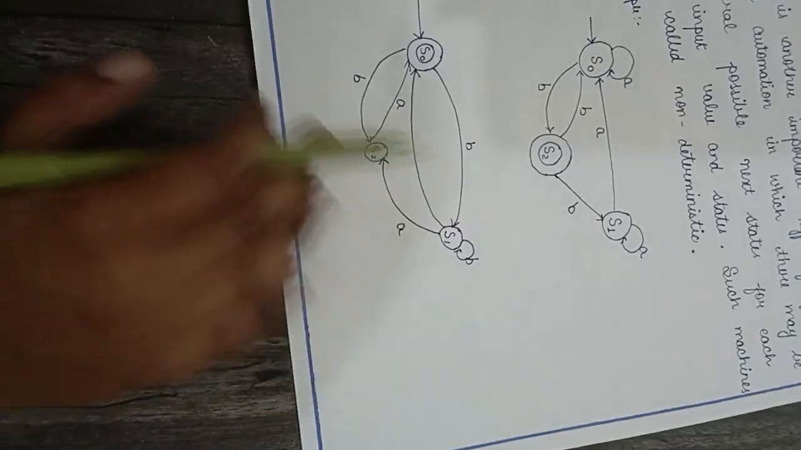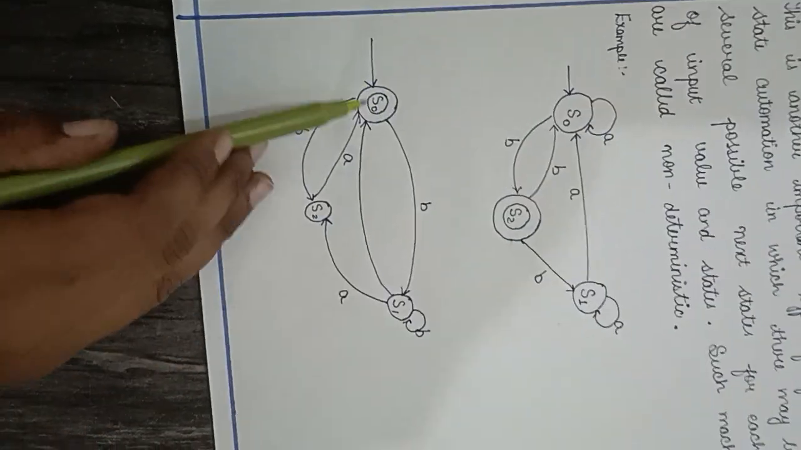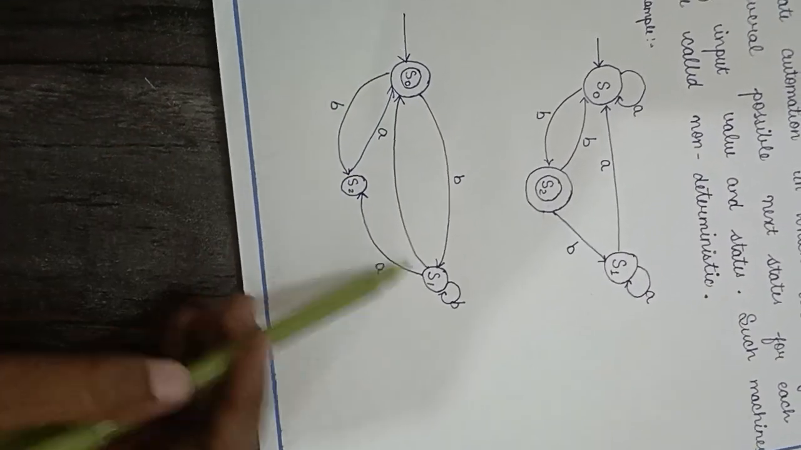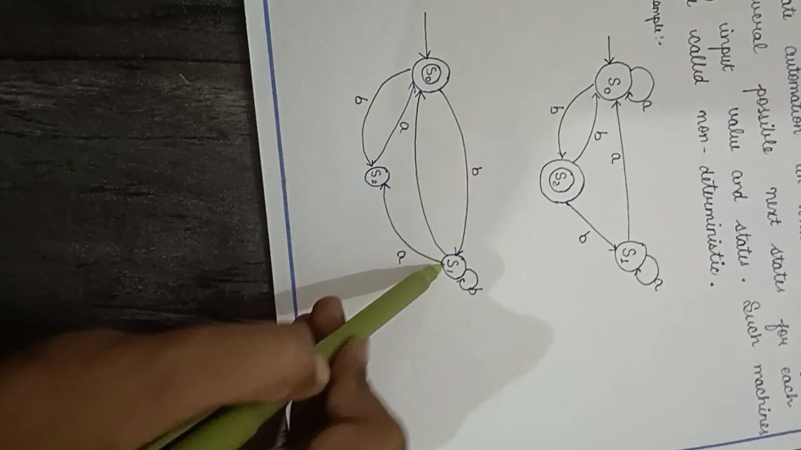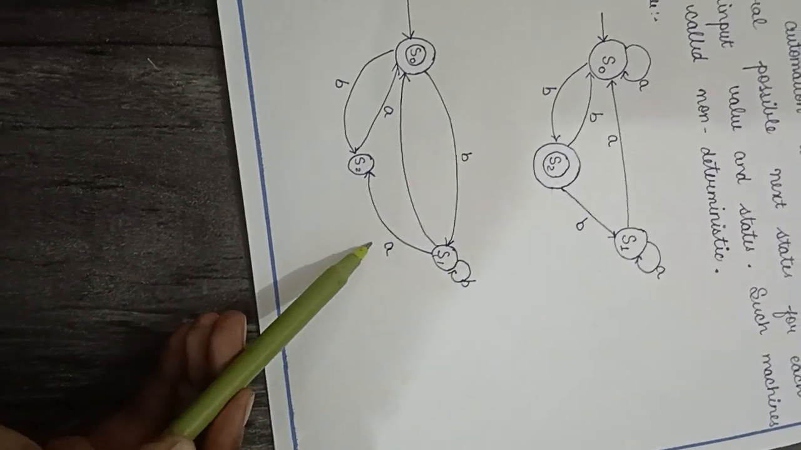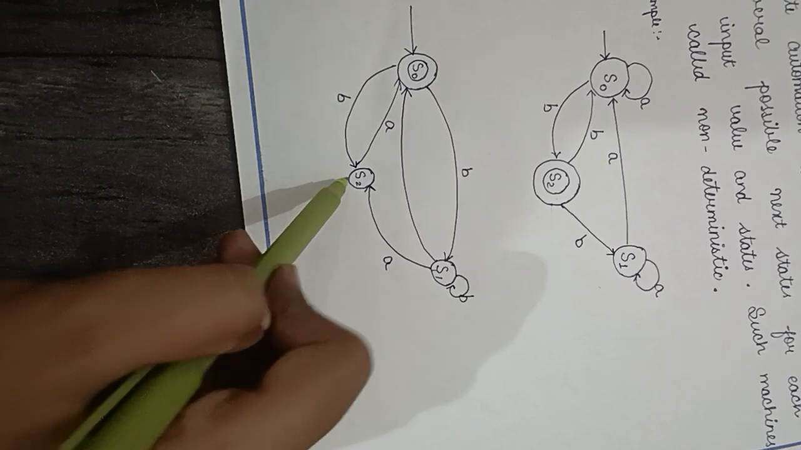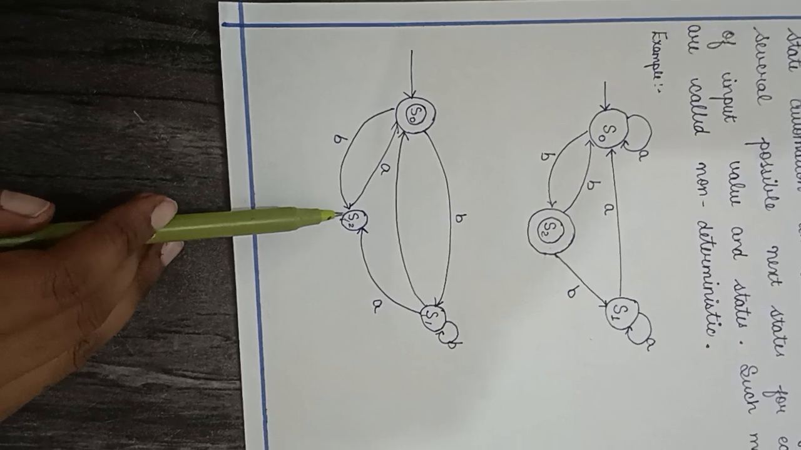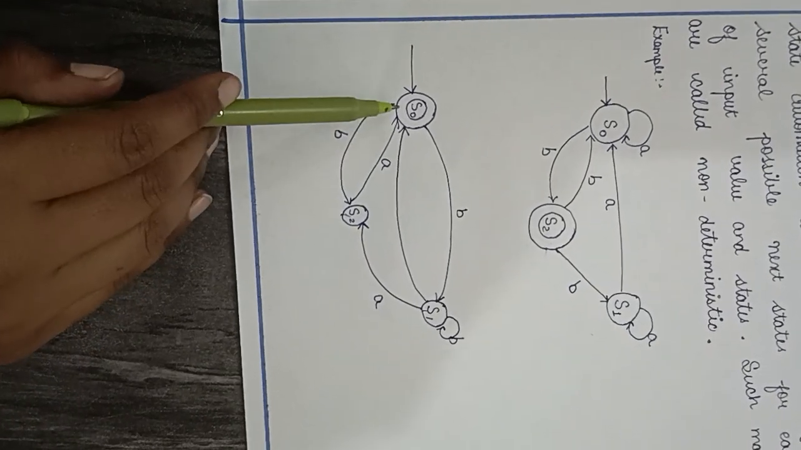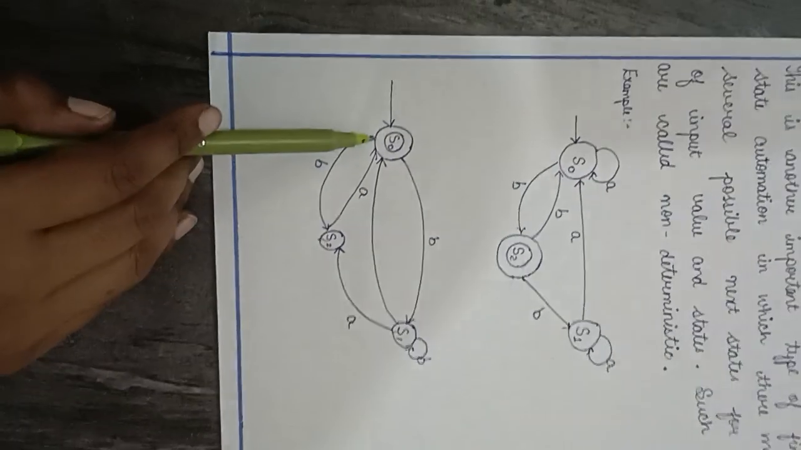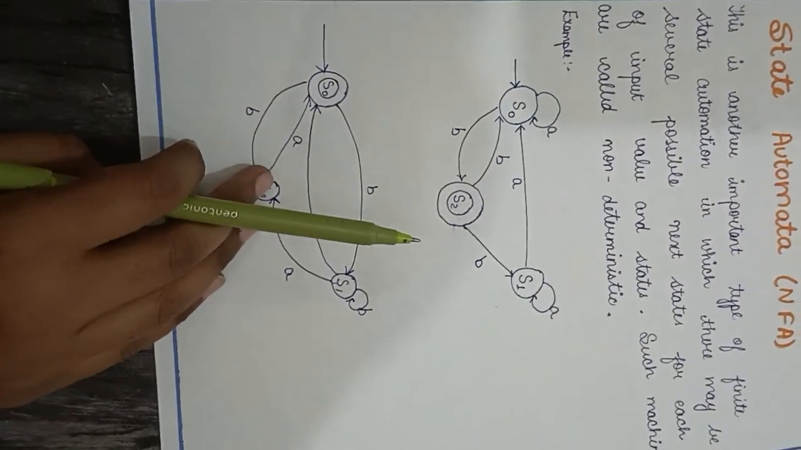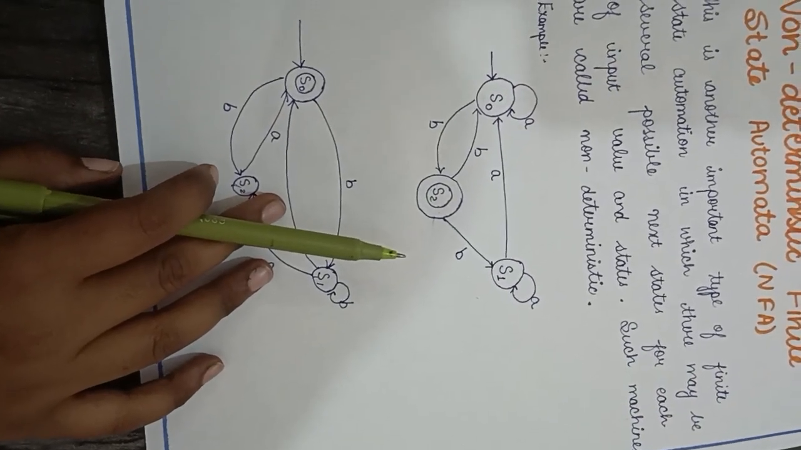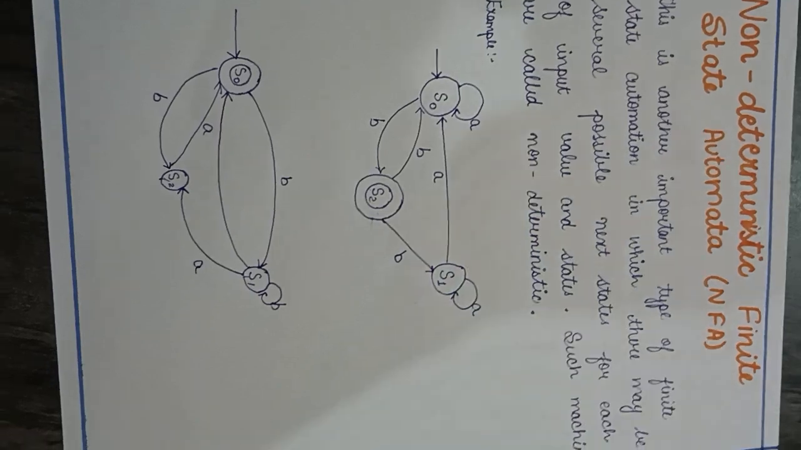We can also see here states S0, S1 and S2. In state S1 we apply input A, and we get the state S2. And in S2 applying input A, we get another state S0. So here we can also see that we have several next states for each input. So this is also an example of NFA.